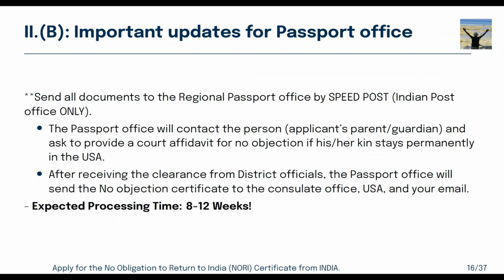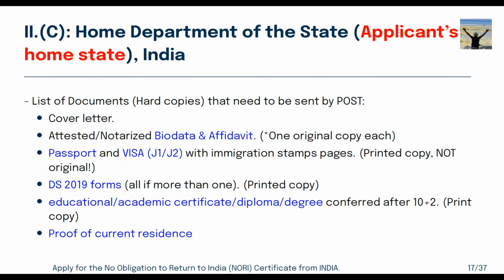So after receiving the clearance from the district official, the passport office will send the no objection certificate to the consulate office USA as well as your email, right? It takes about 8 to 12 weeks, right? Again, I will suggest you process all your stage 2 clearances parallelly to save your time, right?